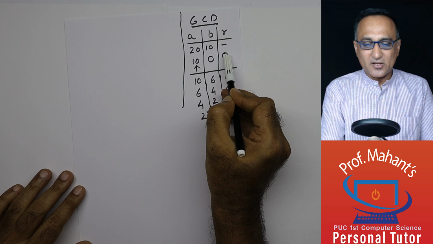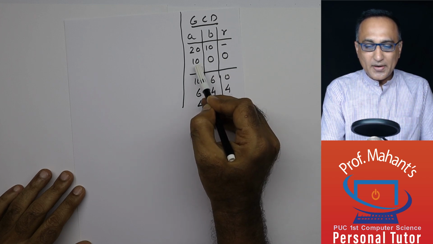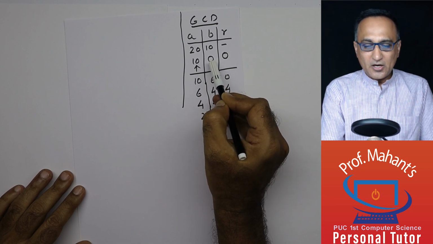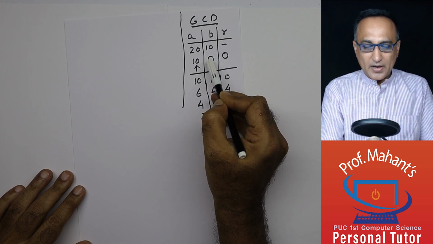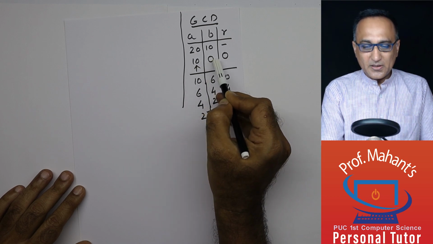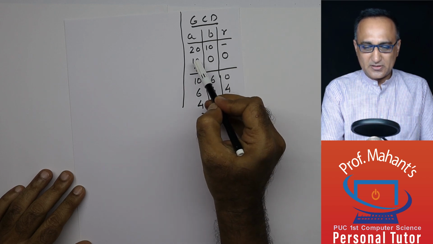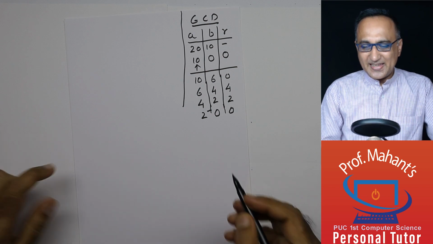So the remainder is 0. Then the value of B should go to A and the value of remainder should go to B. Now if you see, B has already become 0, so I cannot further divide A by B, and the division ends. So the GCD of 20 and 10 happens to be 10. So the logic is like this.